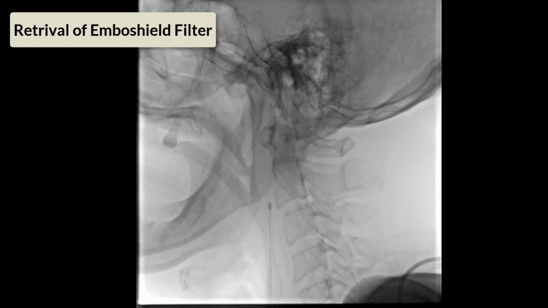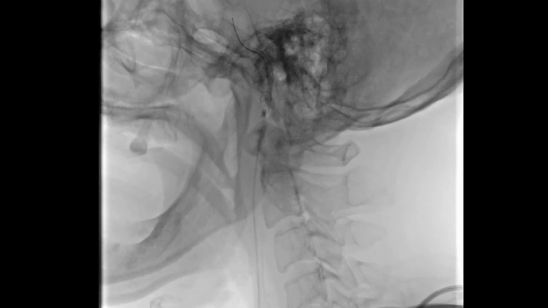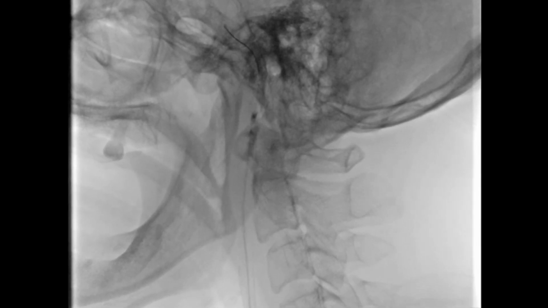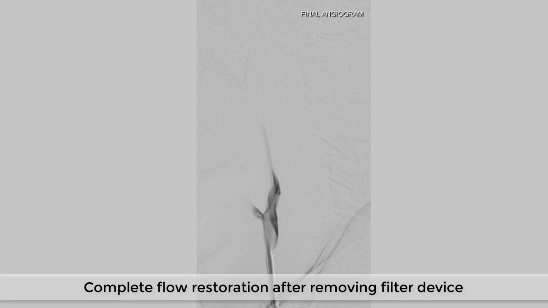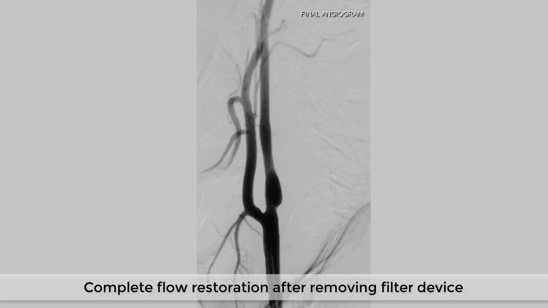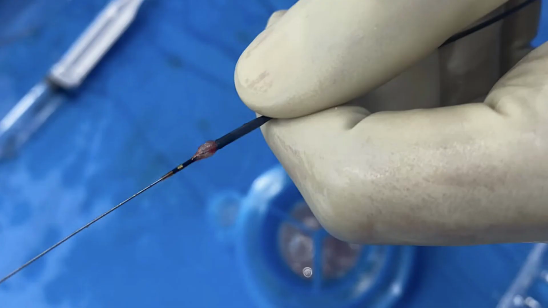While retrieving the filter device, we only partially engaged the portion of the filter device inside the retrieval catheter to prevent escape of any trapped emboli. After removing the filter device, complete flow is restored in the internal carotid artery and the stent. Gross examination of the filter device showed trapped embolic materials.